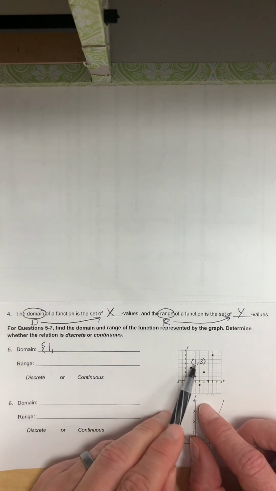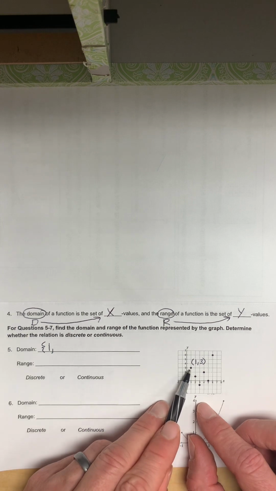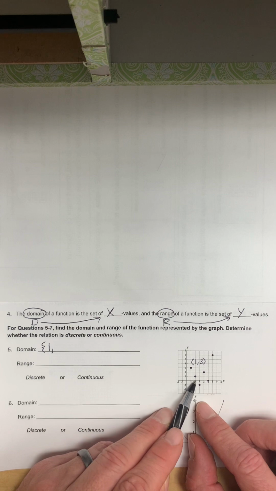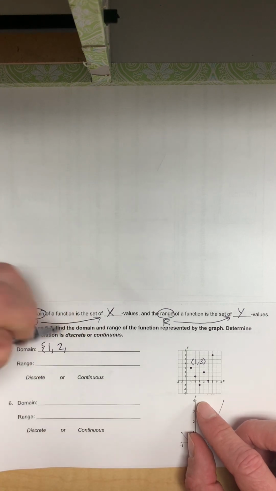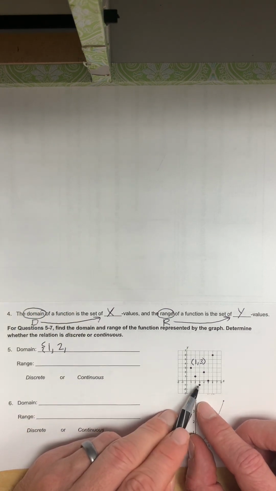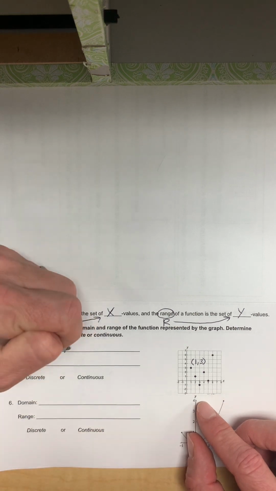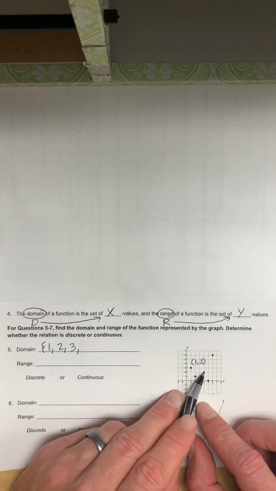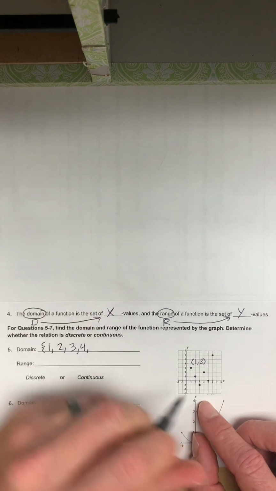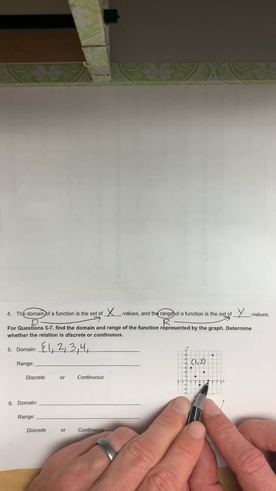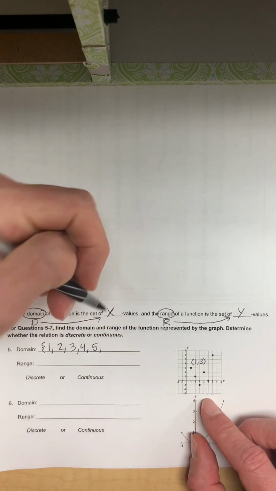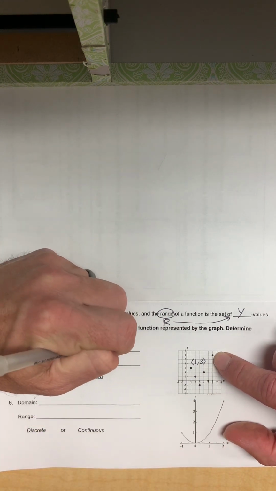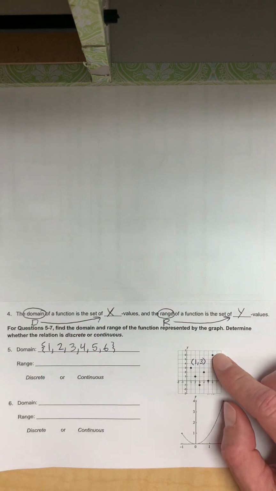All right, I'm not going to list all the points out right here. I just did it for the first one so you could see what I'm talking about. So for this point, the x value is 2. The next one here, the x value is 3. This one has an x value of 4. This point has an x value of 5. And our final point has an x value of 6. So we've just listed all the x values.